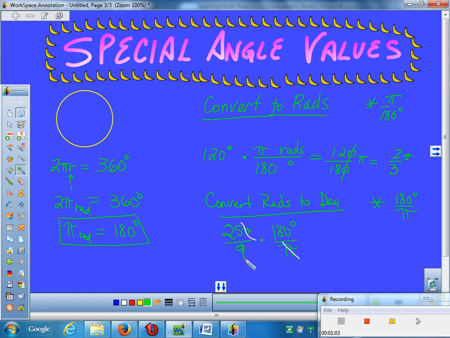And so 9 will go into 180 20 times, so you'd have 20 times 25. 20 times 25 would be 500 degrees. So an angle of 25 pi over 9 radians is 500 degrees. So just multiply by pi over 180 or 180 over pi, and you can convert back and forth. That's all it takes. That's what the few book problems you have are. They're just converting back and forth.